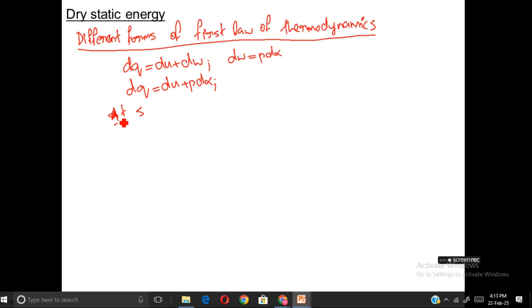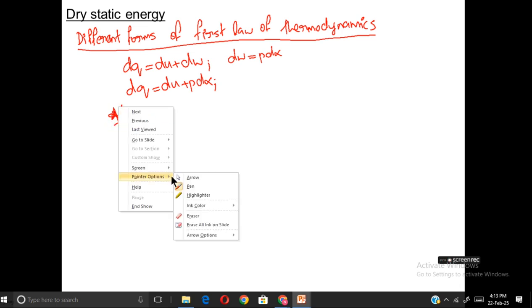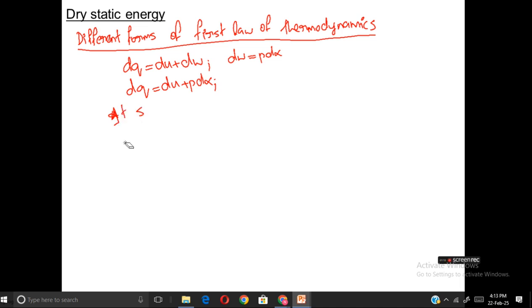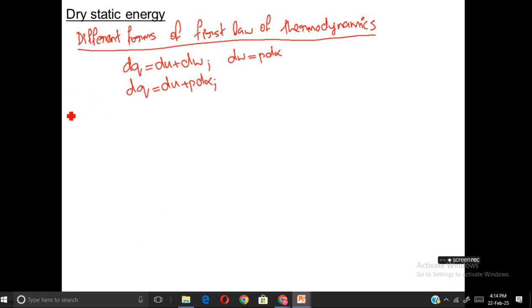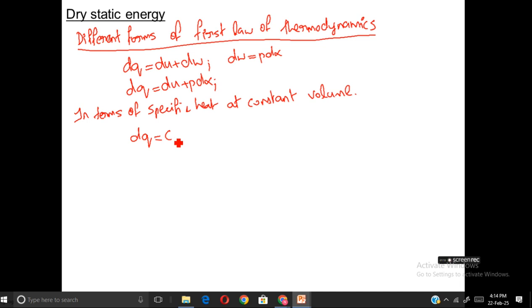Now this is the first one. Now in terms of specific heat at constant volume, we can write dQ is equal to Cv dT plus P dα.